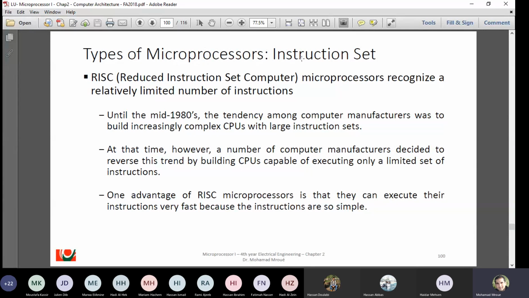Types of microprocessors in terms of instruction sets. First, RISC microprocessors recognize a relatively limited number of instructions. With RISC we try to limit the number of instructions. Until the mid-1980s, just to understand how we got here, the tendency among computer manufacturers was to build increasingly complex CPUs with large instruction sets. At that time, however, a number of computer manufacturers decided to reverse this trend by building CPUs capable of executing only a limited set of instructions.